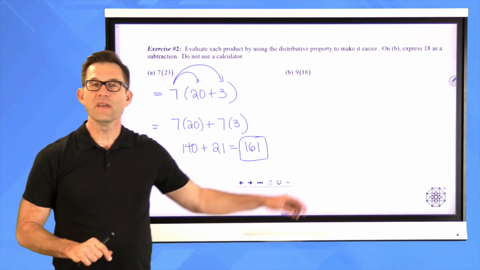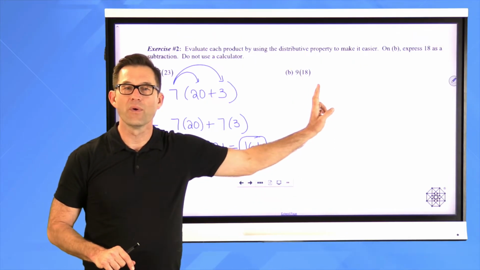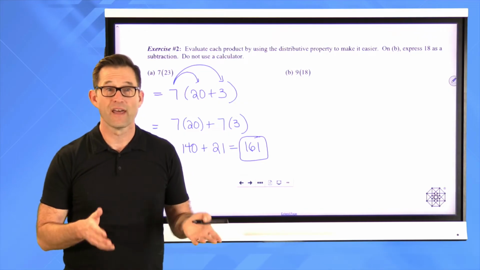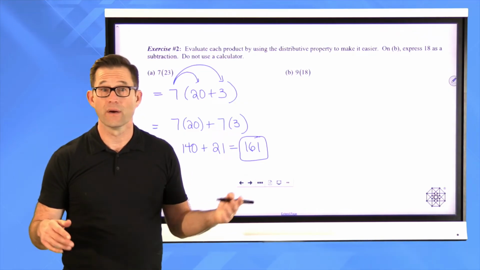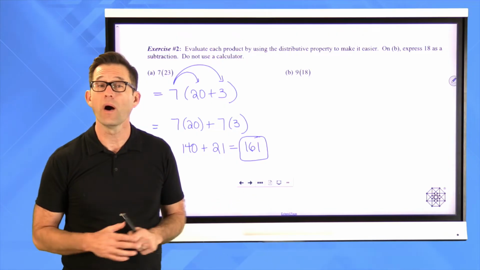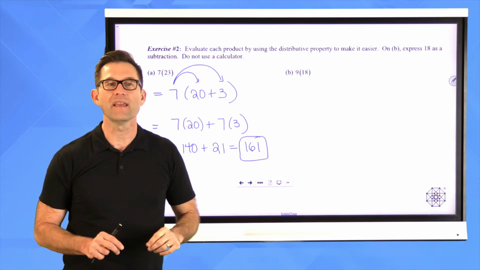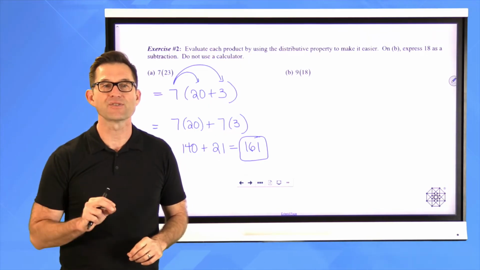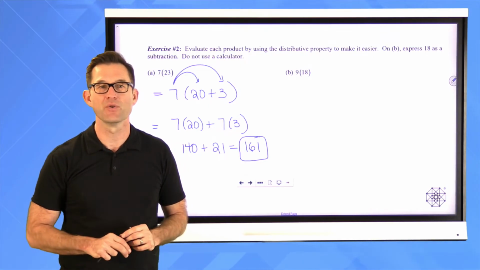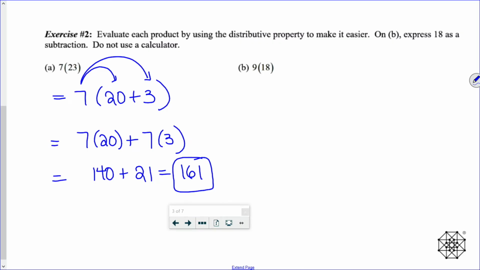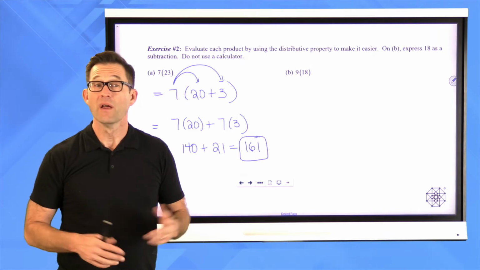Now, see if you can do the same thing as 9 with 9 times 18, but instead of writing 18 as 10 plus 8, or 9 plus 9, or whatever you want, try the distributive property with subtraction by writing 18 as 20 minus 2, and then do the distribution. Pause the video now and see what you get.